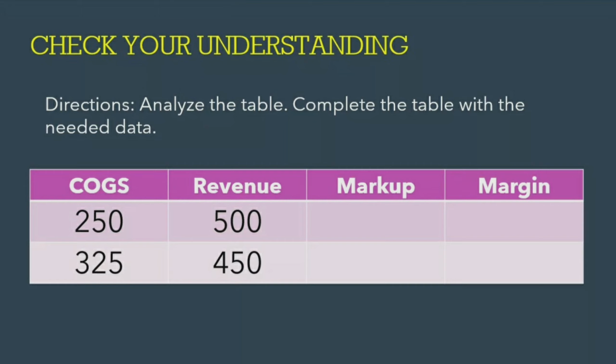So what you're going to do is you have to provide the value of markup and margin per column. So you have the first set, which is 250 for COGS and then 500 for the revenue. Second set, we have 325 for COGS and we have 250 for revenue. So I will just give you 2 minutes to answer the markup and margin per column. Your timer starts now.